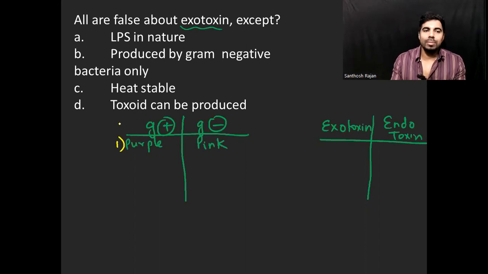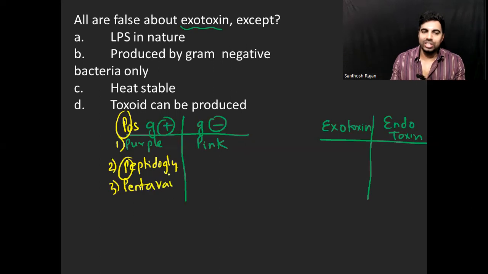Second, positive is P. So what will it have? You have the peptidoglycan layer. Peptidoglycan layer is important. That's one P. One more P: the pentaglycine bridge. They have pentaglycine bridges. That can be a question. Less asked, but peptidoglycan you must know. Purple, peptidoglycan, all important. And one more thing they have is teichoic acid. T, like a T for positive.